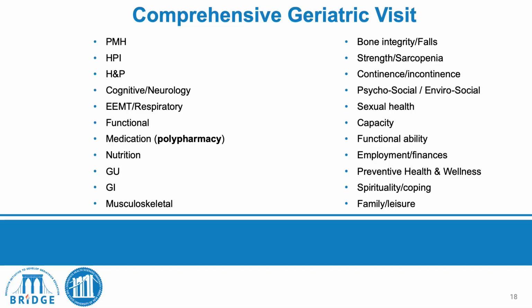A comprehensive geriatric assessment starts head to toe: past medical history, history of present illness, their health, the ANP-C, history and physical, cognitive capacity, neurological screening or assessment, ears, nose, mouth, throat, respiratory assessment, so hearing, as I said, vision, sensory screenings, their functional ability, and medication reconciliation every visit, every time.